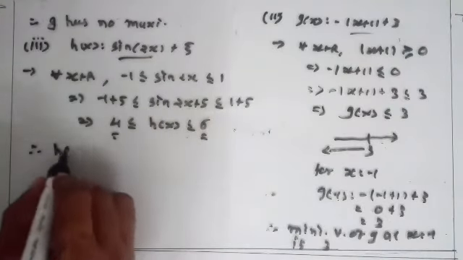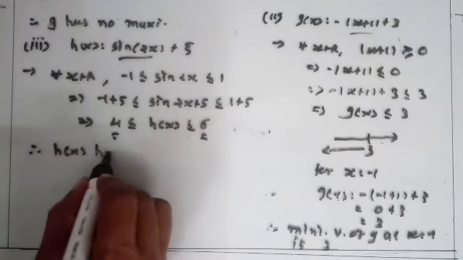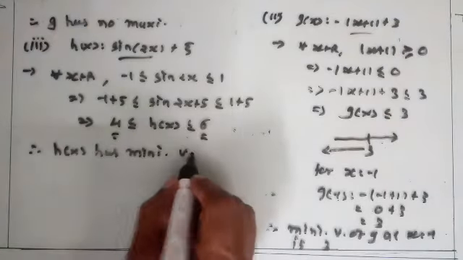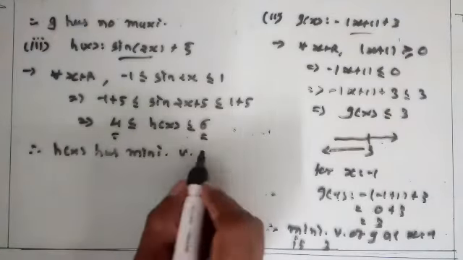Therefore h(x) has minimum value 4 and h(x) has maximum value 6. Clear this?